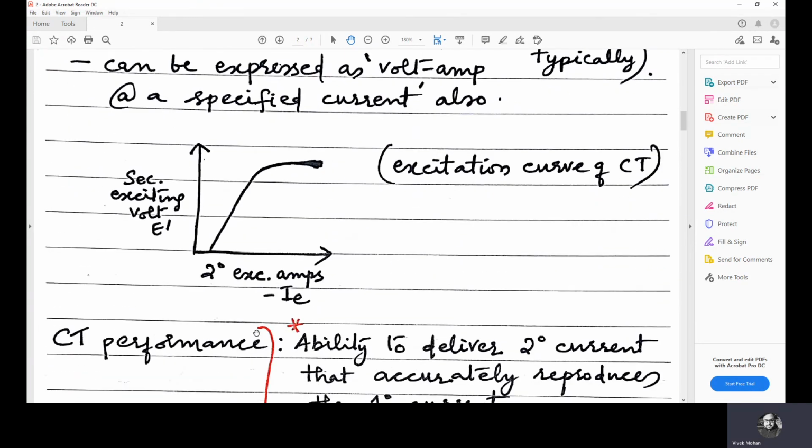Now let's see the excitation curve of CT. In the excitation curve of CT, the horizontal axis is secondary excitation amps, which is IE, and the vertical axis is secondary exciting voltage E dash. So beyond a particular exciting amps IE, we see that the voltage is constant because of saturation.